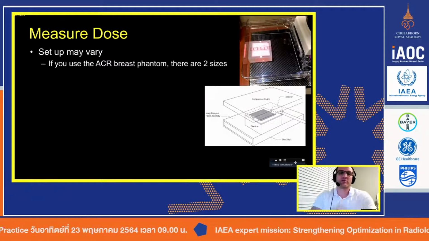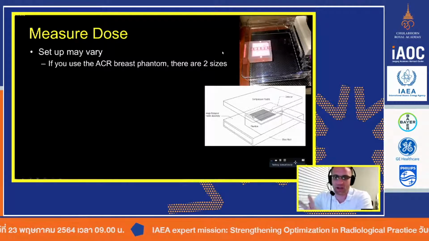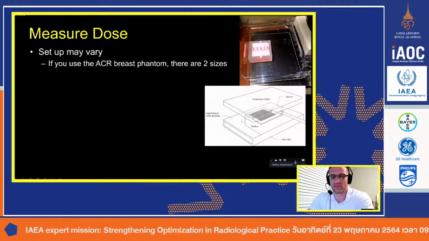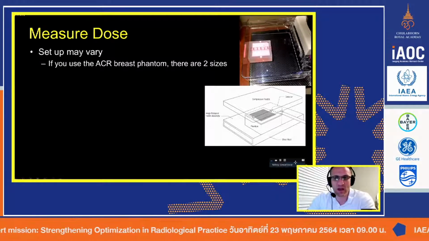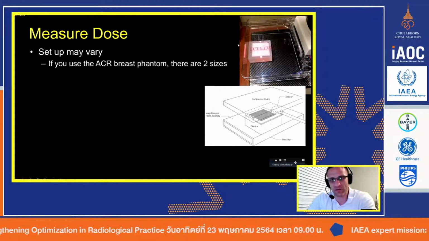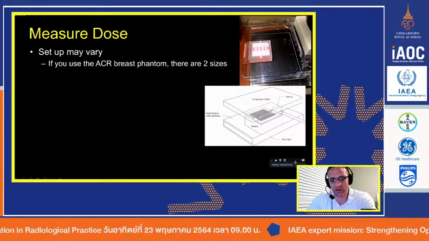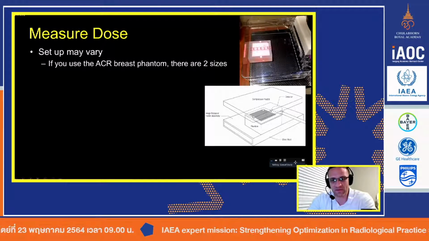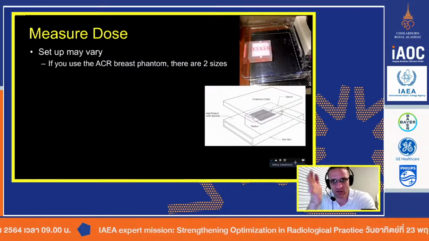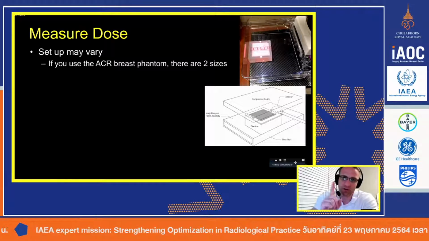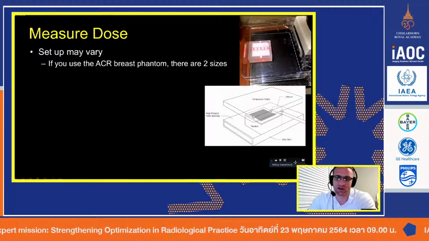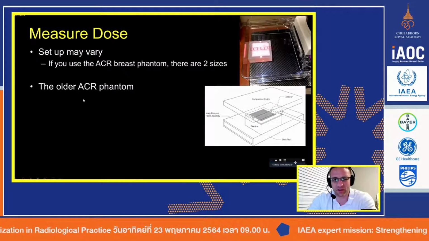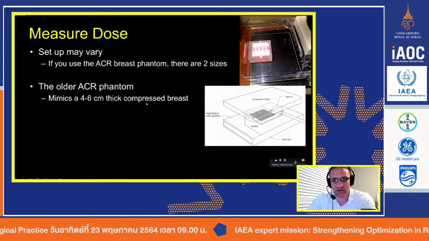Here in the US, we typically use what's called the ACR breast phantom. I imagine you probably use this too, because the IAEA has adopted the use of this breast phantom also. This breast phantom itself has image quality targets embedded in it, and so we typically image the phantom to get an estimate of the overall image quality in the system. But we use the phantom in this situation to also measure the dose to the breast. So the phantom itself mimics a 4 to 6 centimeter thick compressed breast.